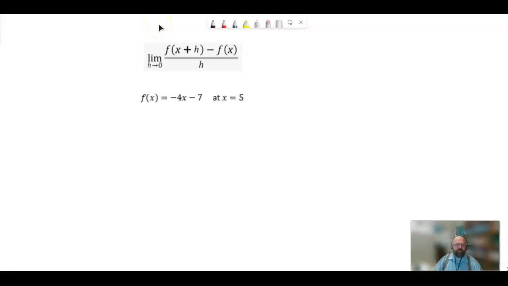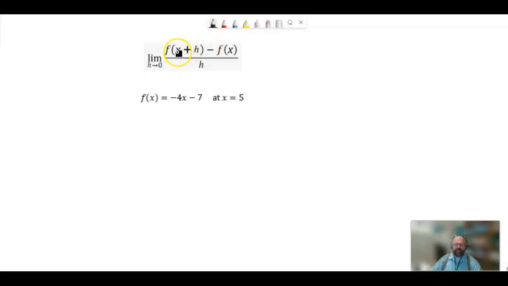Hey everybody, this is Mr. Beckstrom, and today we're going to take a look at finding the derivative of a function at a certain x value using the limit definition of the derivative up here. So let's go ahead and get started.